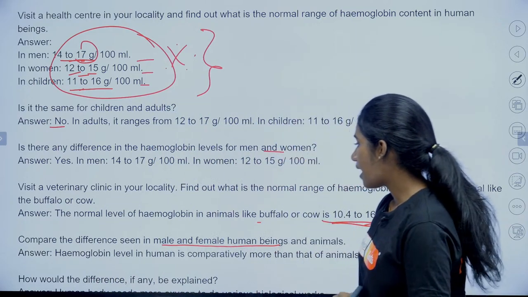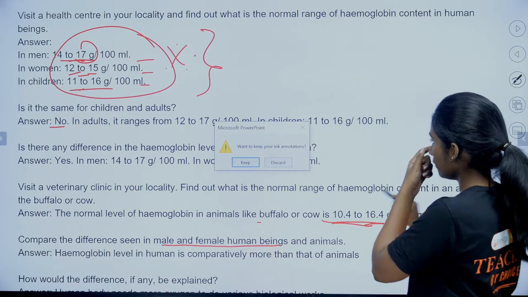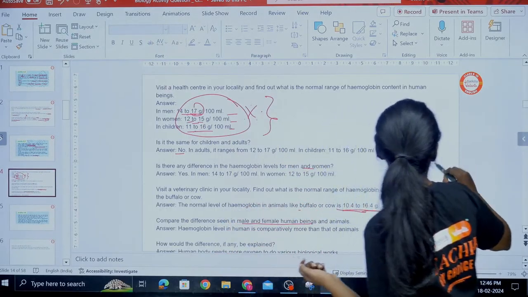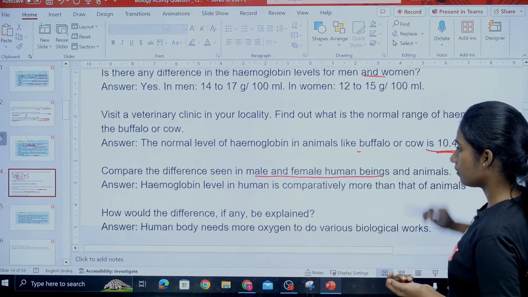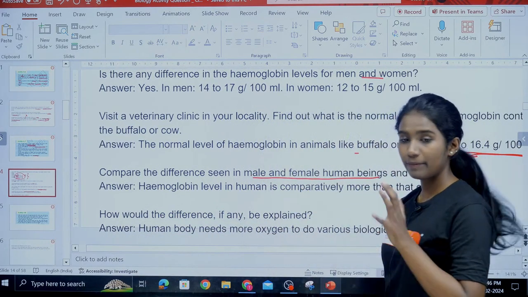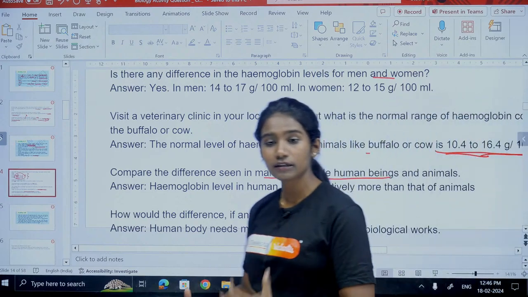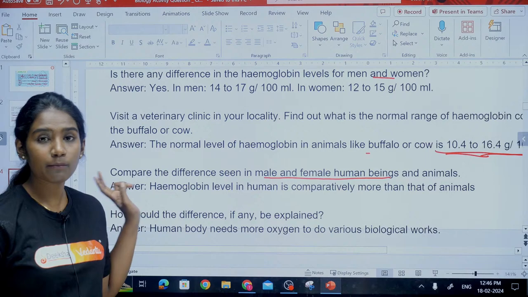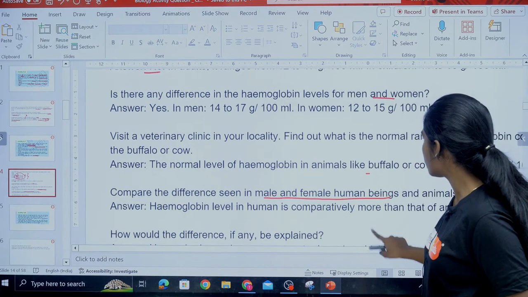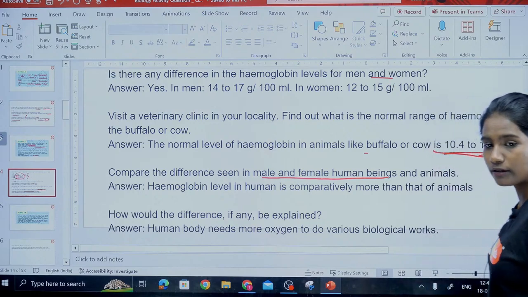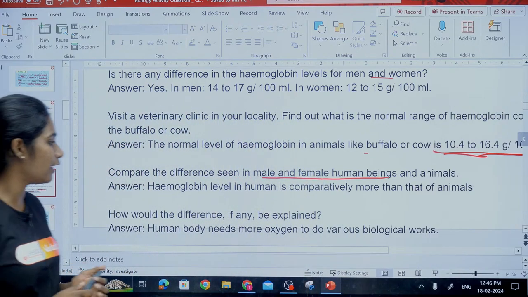Okay, clear with that? And then how would the difference be explained is the thing, right? Can you see here? And then how would the difference, if any, be explained? See here, the human body needs more oxygen, like I told you. It requires more oxygen to do certain works. That's why in human beings, the hemoglobin is more compared with animals. Okay? Can you see now, students? This question was not seen clearly when it was presented. Okay, clear with this concept? Shall we move on to the next activity?